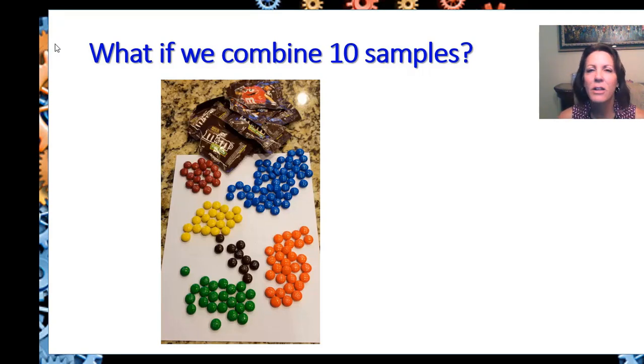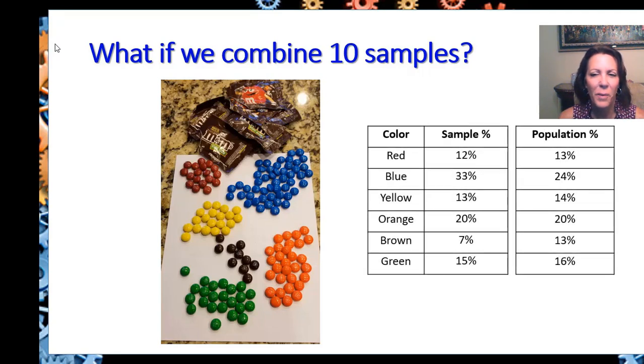Now let's take a look at the breakdown and see what the percentages are. Oh my gosh, we're getting pretty close on a lot of them now. We're still off on a couple of them. We still pretty much have a small sample when it comes right down to it, but red is pretty close to the population, yellow is very close, orange is spot on, and green is right there. So we have a little bit of imbalance in our blue and our brown. But what would happen if we then combine 20 samples?